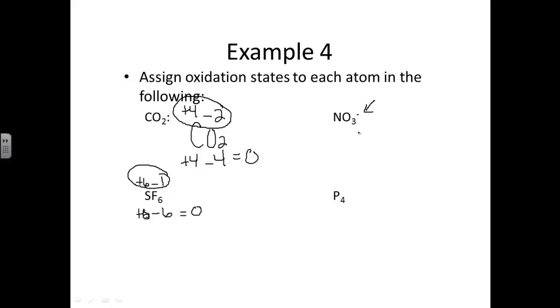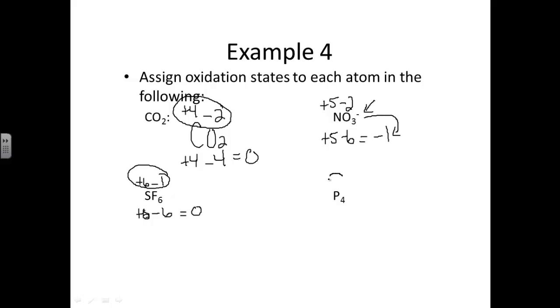Now nitrate's a polyatomic ion. So the whole thing has to be equal to -1 because of its charge. Because it's going to tell me that right here. If there's no charge on it, then it's equal to 0. I have a rule for oxygen. -2 times 3 is -6. Whole thing is equal to -1 here. So nitrogen is only going to be +5.